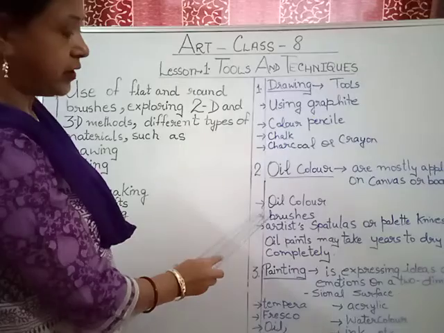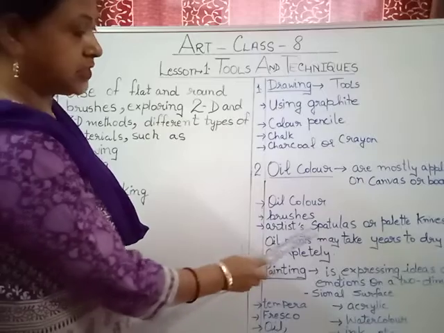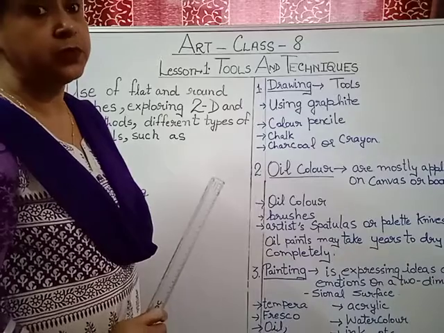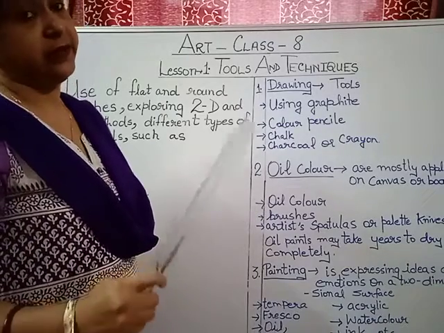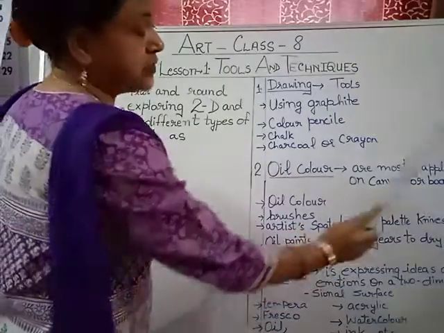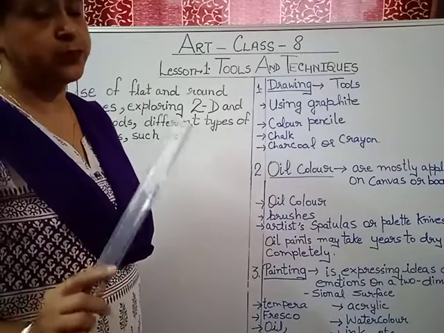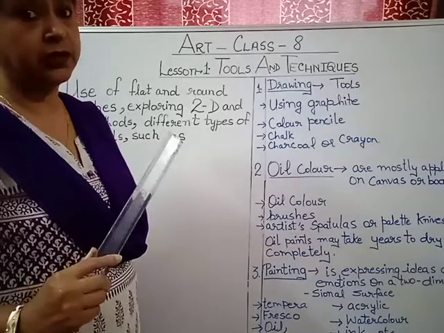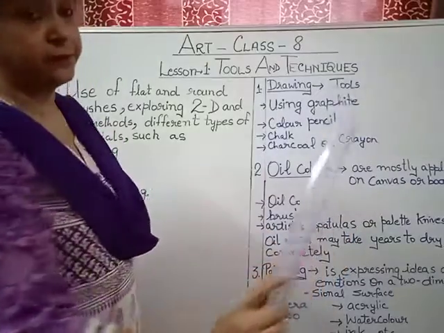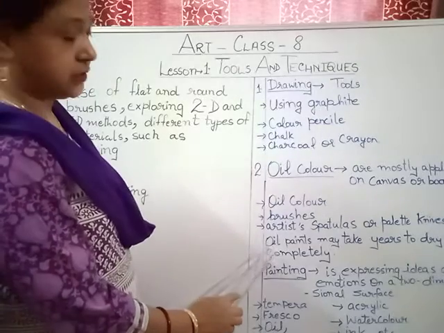Oil color requires brushes. We have different brushes for oil color. Artist spatula. We need a spatula. A spatula is like a spoon. How you mix your food, you have to mix color with a spatula. Or palette knives. Just like you have a bread butter knife to spread the butter on the bread, in the same way you have a spatula and palette knives, with which you do the mixing and spreading of your oil paint.